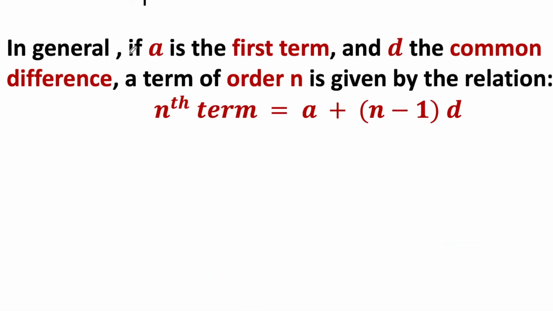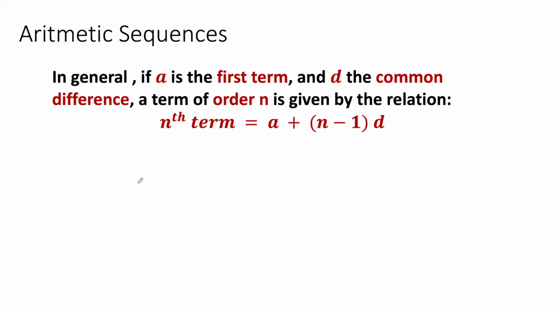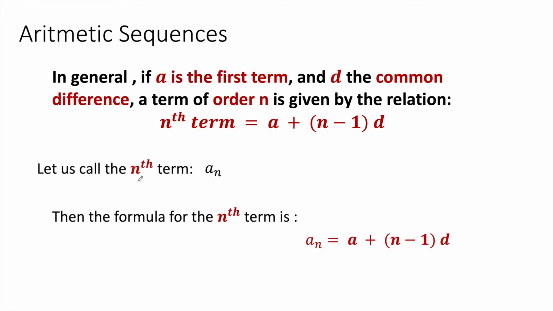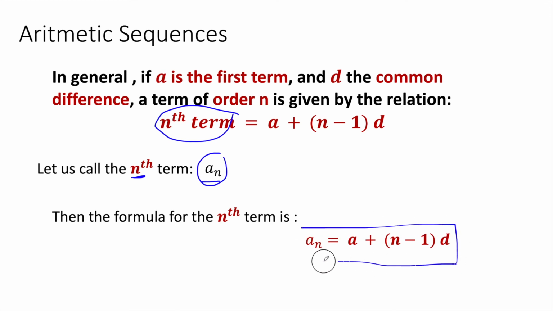In general, if a is the first term and d is the common difference, a term in order n is given by the relation: nth term equals first term plus n minus 1 times the difference. Usually we use the notation a with index n for the nth term, so a_n is the nth term. So the formula becomes like this.